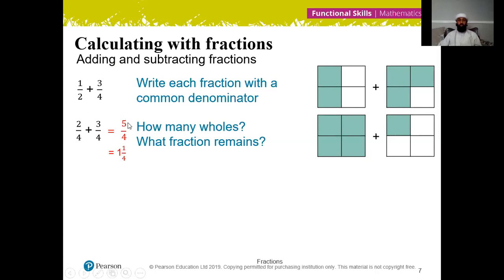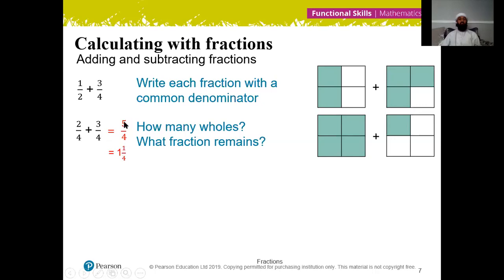The top number is too big. We need the bottom number to be big. And the way to do this, convert it into a mixed format, is to ask ourselves, how many 4s can go into 5? Okay, 1. Therefore, we write down 1 whole. And then the denominator will still stay the same.